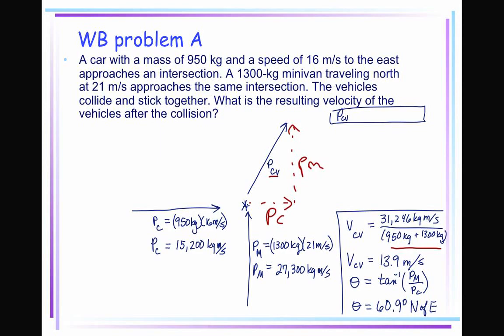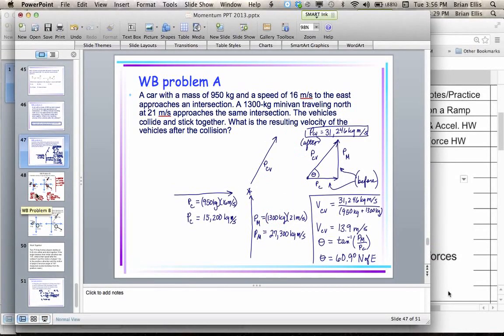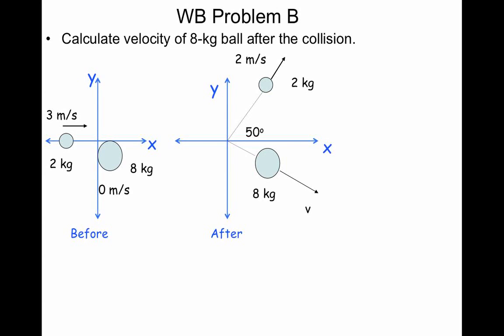All right. So the next problem, B, right? They gave you this diagram, and you had to find the velocity of the 8 kilogram ball. This is an elastic collision, so there's a little more variables involved. You could do this the way that the previous problem was done, like looking at the x momenta and the y momenta, and then dividing by the mass at the end.